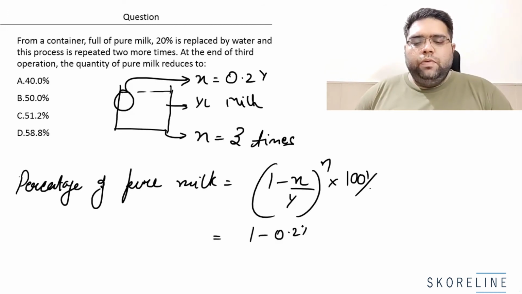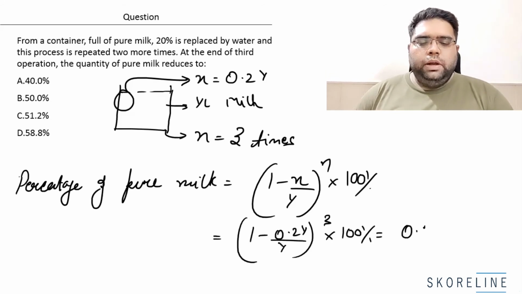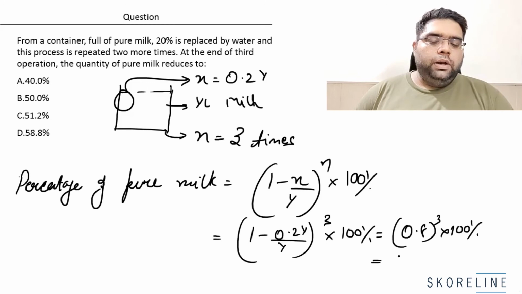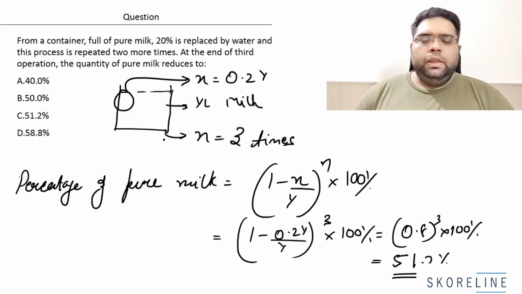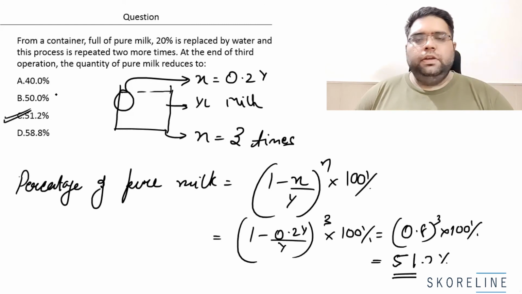We'll put in the values. (1 minus 0.2y upon y) power 3 into 100%. 0.8 power 3 into 100%. And the answer will be 8 into 8, 64, 64 into 8, 512, 51.2%. C is the correct answer.